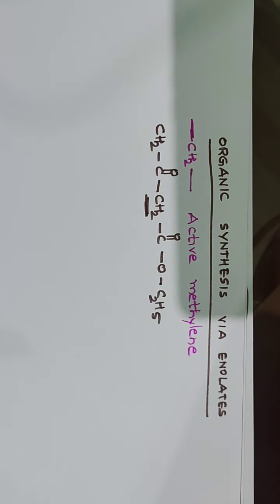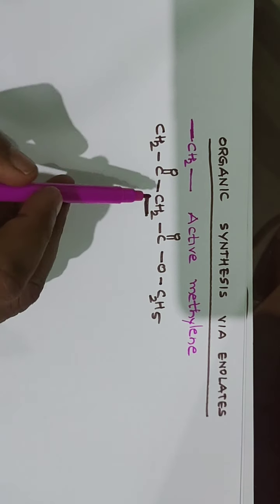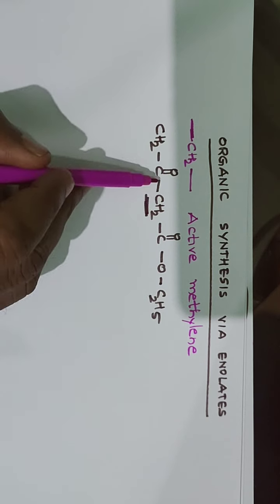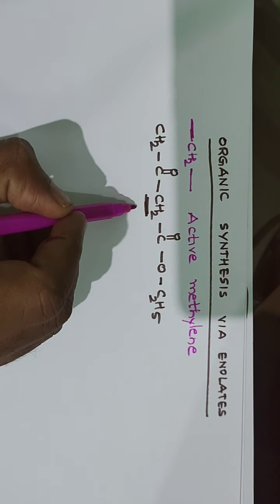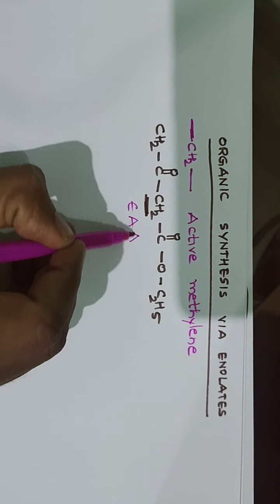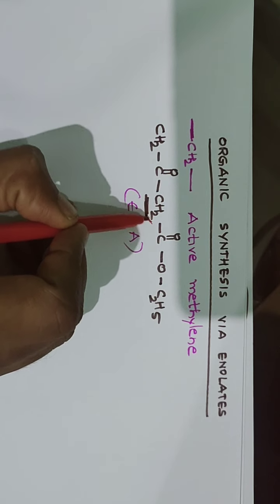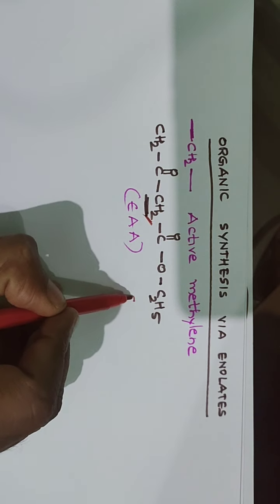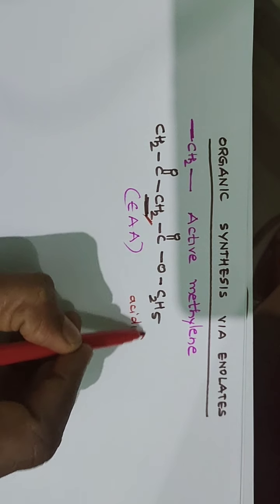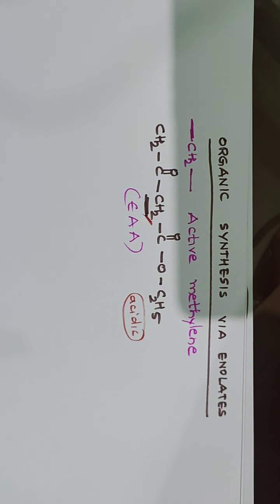Active methylene compounds, in which the methylene group is attached to two electron withdrawing groups here. This is ethyl acetoacetate. In active methylene compounds, the hydrogen of this methylene group is acidic in nature. Acidic in the sense it can be easily removed by treating with a strong base.